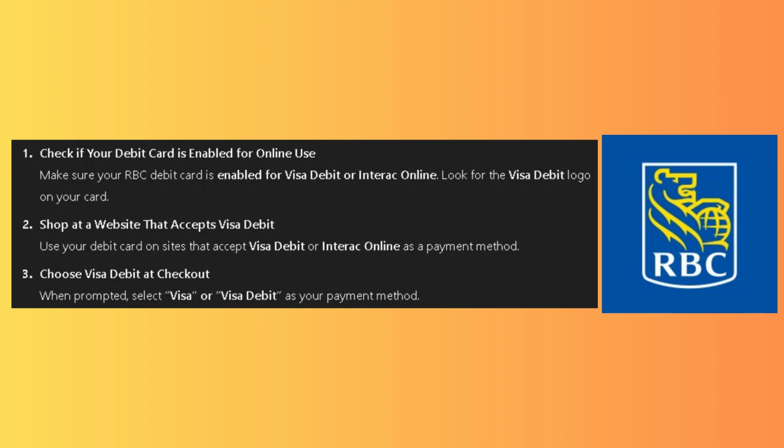Shop at a website that accepts Visa Debit. Use a Visa Debit card on a site that accepts Visa Debit or Interac Online as a payment method. Choose Visa Debit at checkout. When prompted, select Visa or Visa Debit as your payment method.